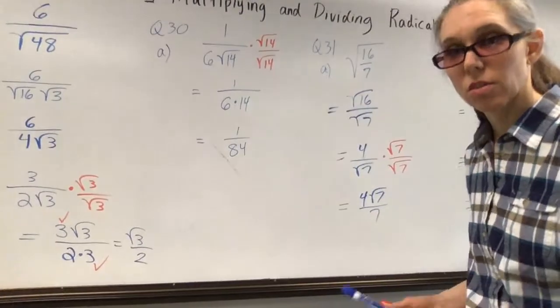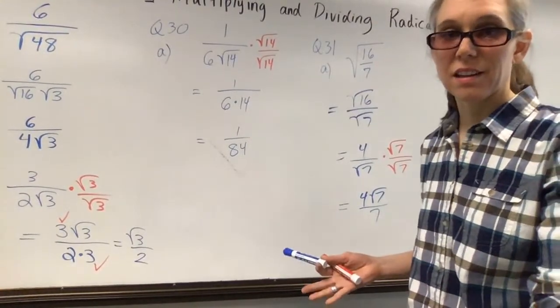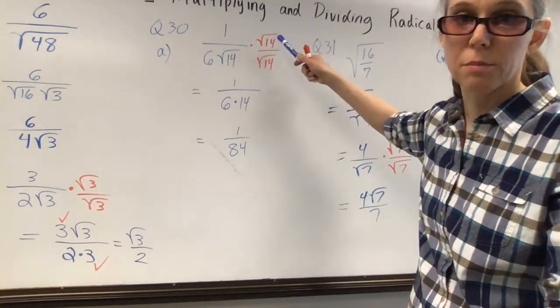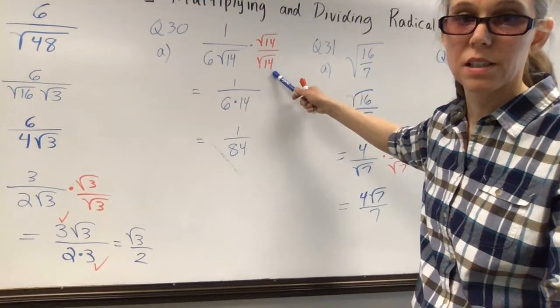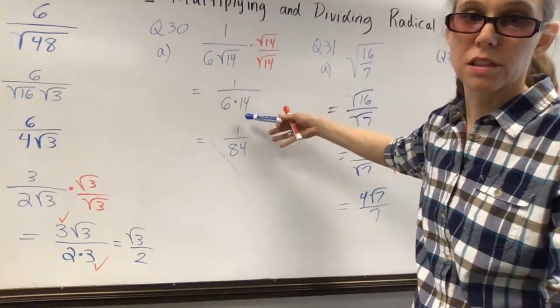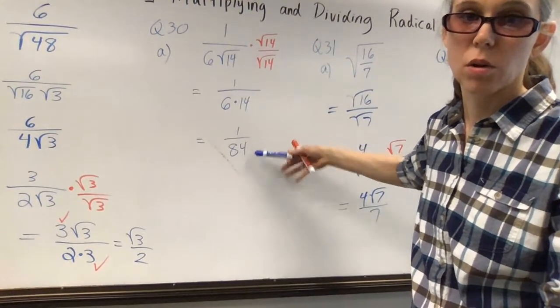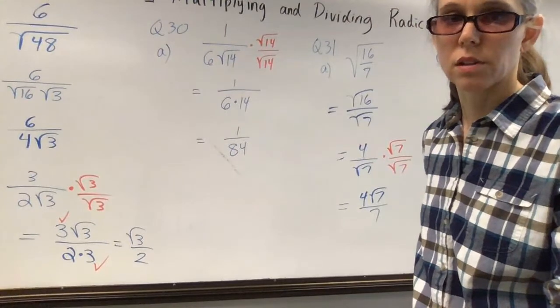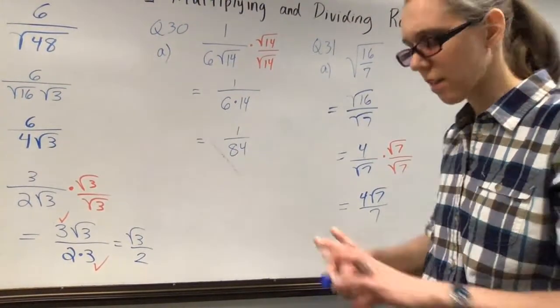For question number 30, there was nothing I needed to do to simplify before I got started, so I went straight to multiplying by root 14 over root 14. So this one's actually a pretty simple one, and you end up with 1 over 6 times 14, which is 1 over 84. By the way, oh, I totally did that wrong. Let me correct that.